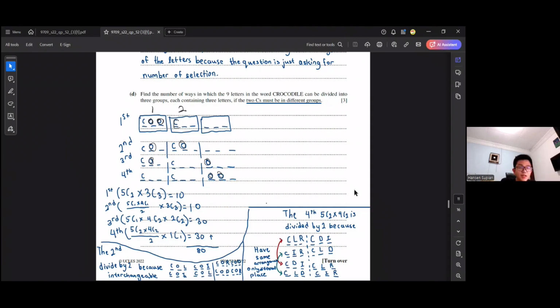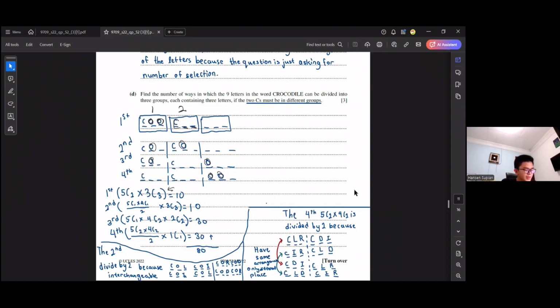And we will just count the number of gaps to calculate this. So the first one is 5 choose 2 times 3 choose 3. 5 choose 2, because there are 2 gaps in the second box here, and the remaining is 3 choose 3. Don't forget to reduce the count, because it does not return. After you take the 2 letters, they are gone already.